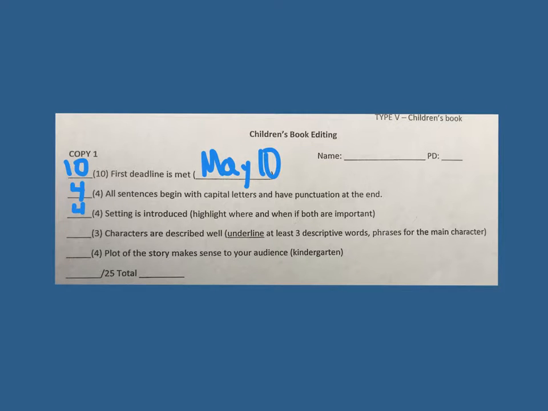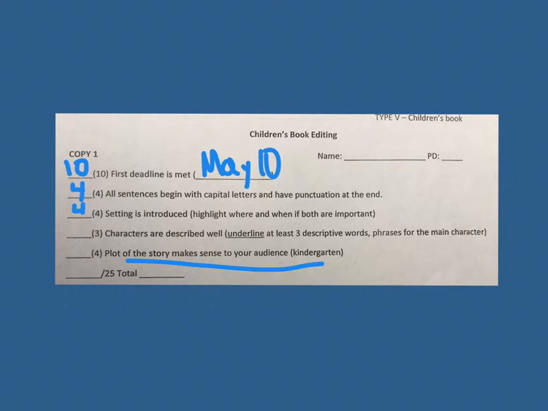The next part for copy 1 is that characters are described well. You can either use 3 words or descriptive phrases for them, and that the plot of the story makes sense to your audience, a kindergartner. An example of something that wouldn't work well for your plot is kids talking about dating or sometimes maybe getting married, which is a little bit heavy for a 5-year-old.